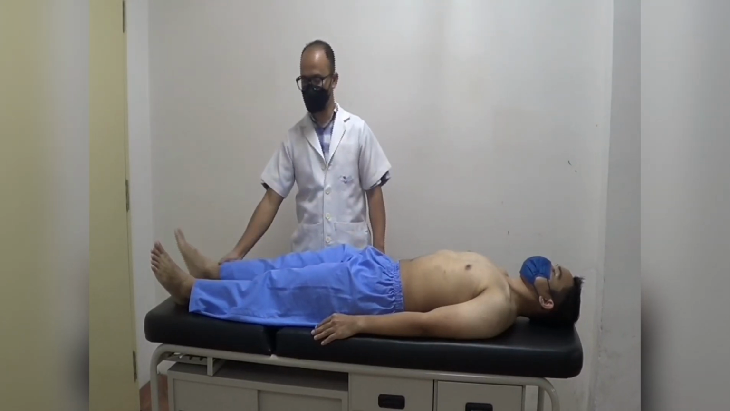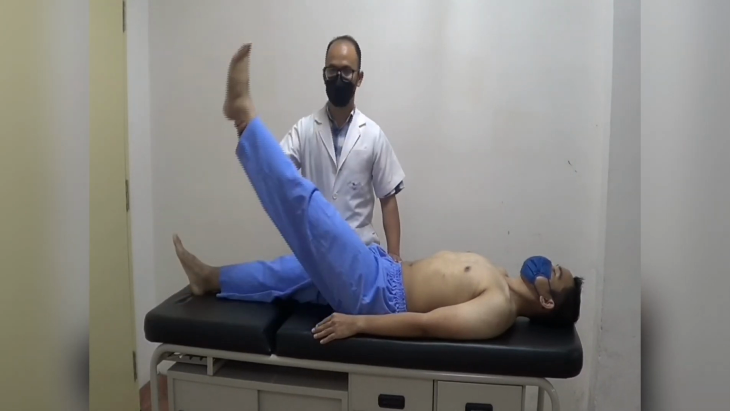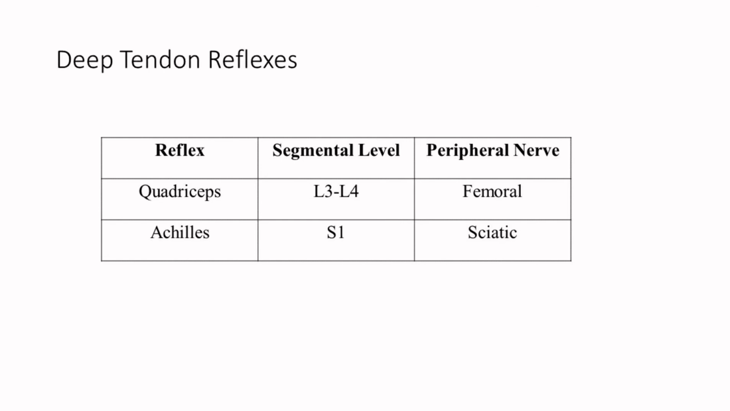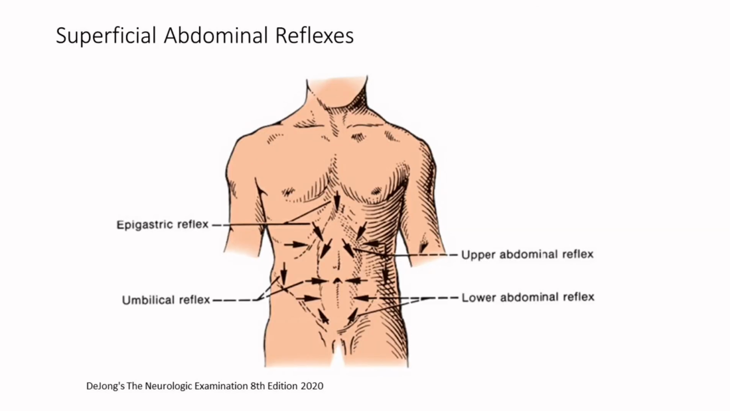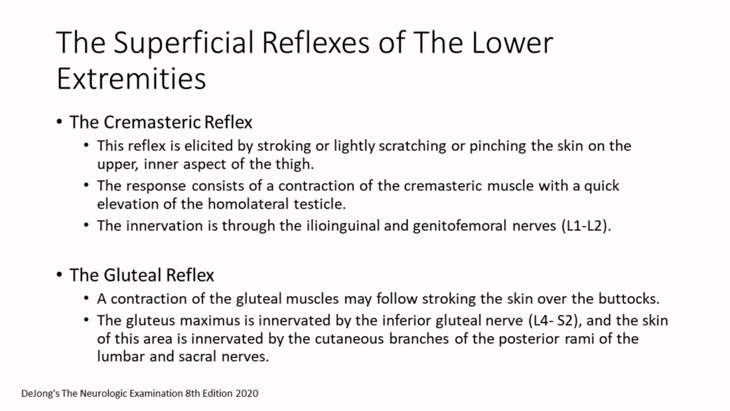There are various degrees or levels of positivity. Ipsilateral leg tightness is the lowest level, pain in the back more significant, and radiating pain in the leg is highly significant. Lastly, we finish our thoracic and lumbosacral examination by testing the reflexes. Reflexes can be divided into deep tendon reflexes and superficial cutaneous reflexes, which can be further divided into superficial abdominal reflexes and superficial reflexes of the lower extremities.